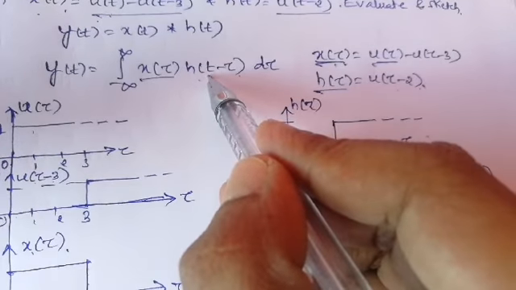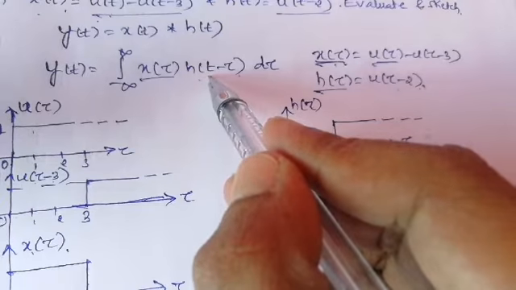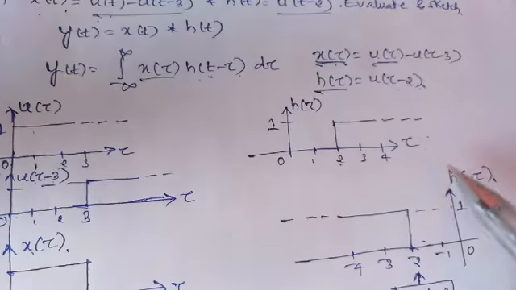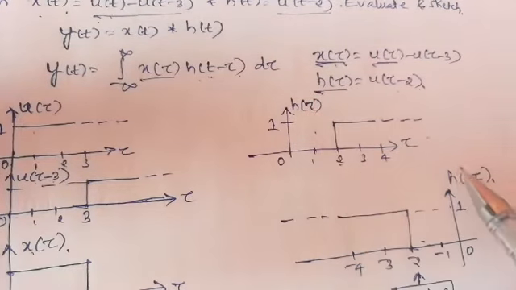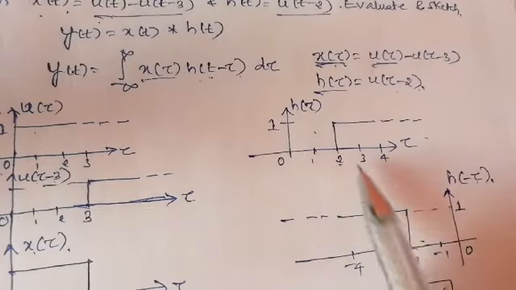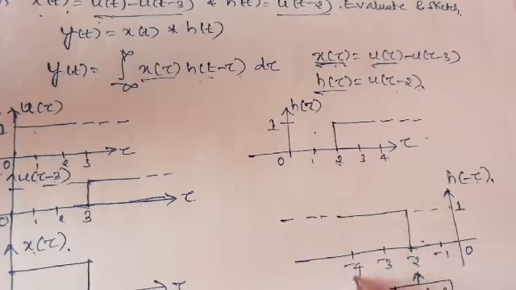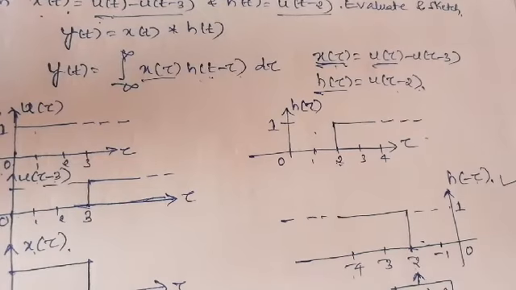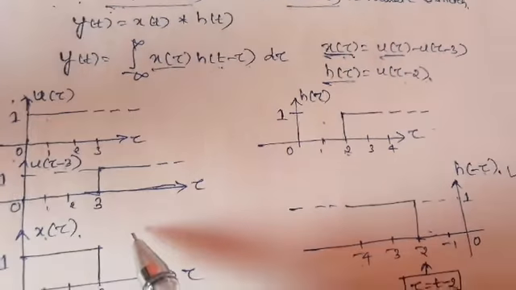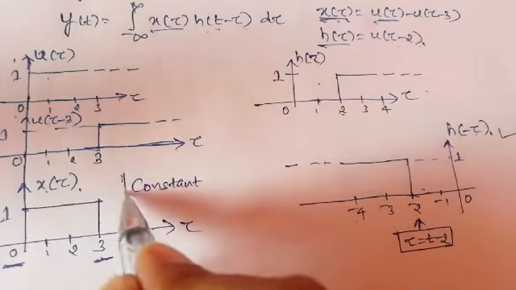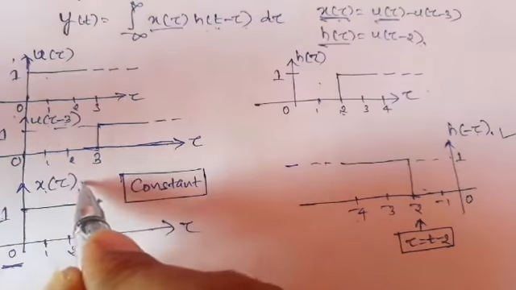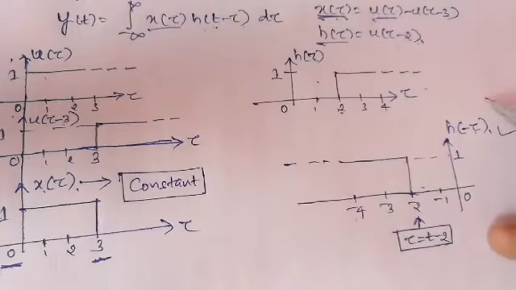Once x(tau) is sketched, we want h(t minus tau). Substitute t equal to 0, and we get h(minus tau), which is a reflected version of h(tau). Wherever tau is there, replace it by minus tau, so 2 becomes minus 2, 3 becomes minus 3, 4 becomes minus 4, and so on. So this is h(minus tau). We keep x(tau) constant, and h(minus tau) keeps on shifting.